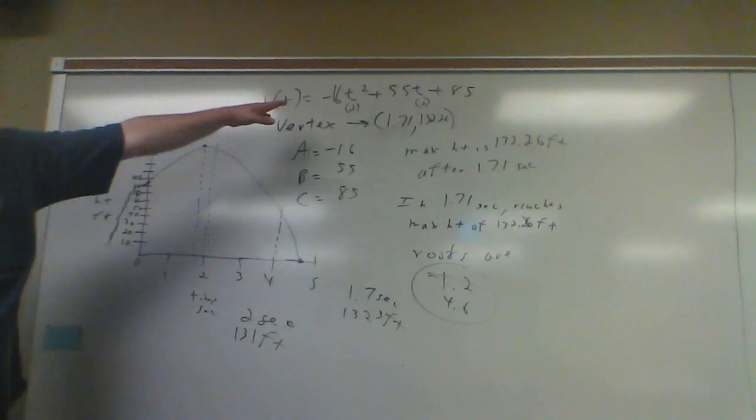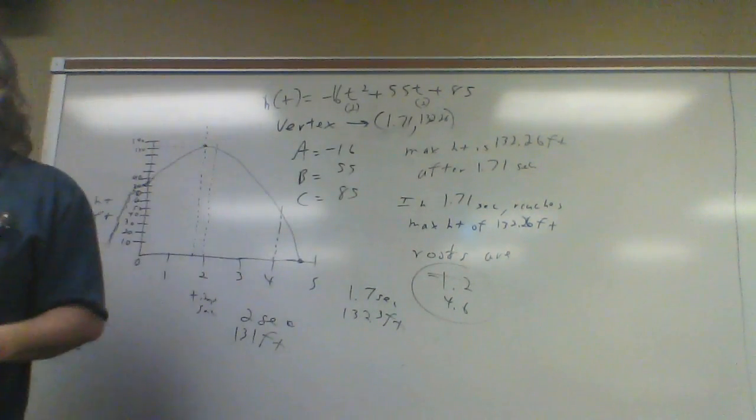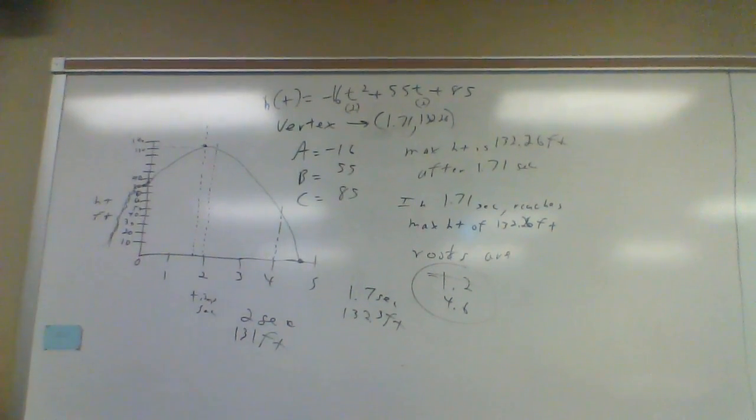You plug in 4. 4 squared is 16 times negative 16, 4 times 55, do all the number crunching. But you don't have to do all that. If you go to your calculator, turn it on, go to y equals, clear out whatever's in there, put negative 16x, we have to use x, squared, plus 55x plus 85. And then go to your table. Where's it going to be in 0 seconds? 85 feet, right?